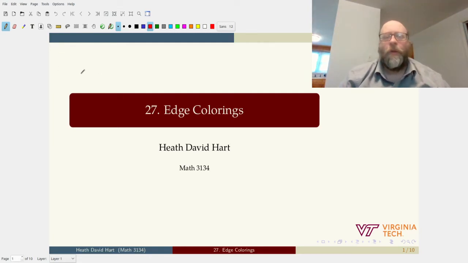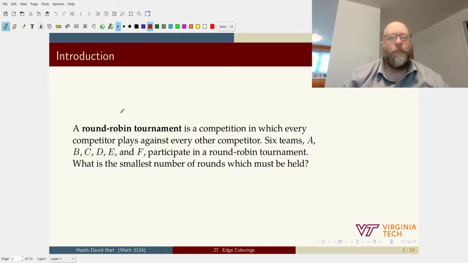We're looking at day 27, which is on what are called edge colorings. Let me get started with an example.